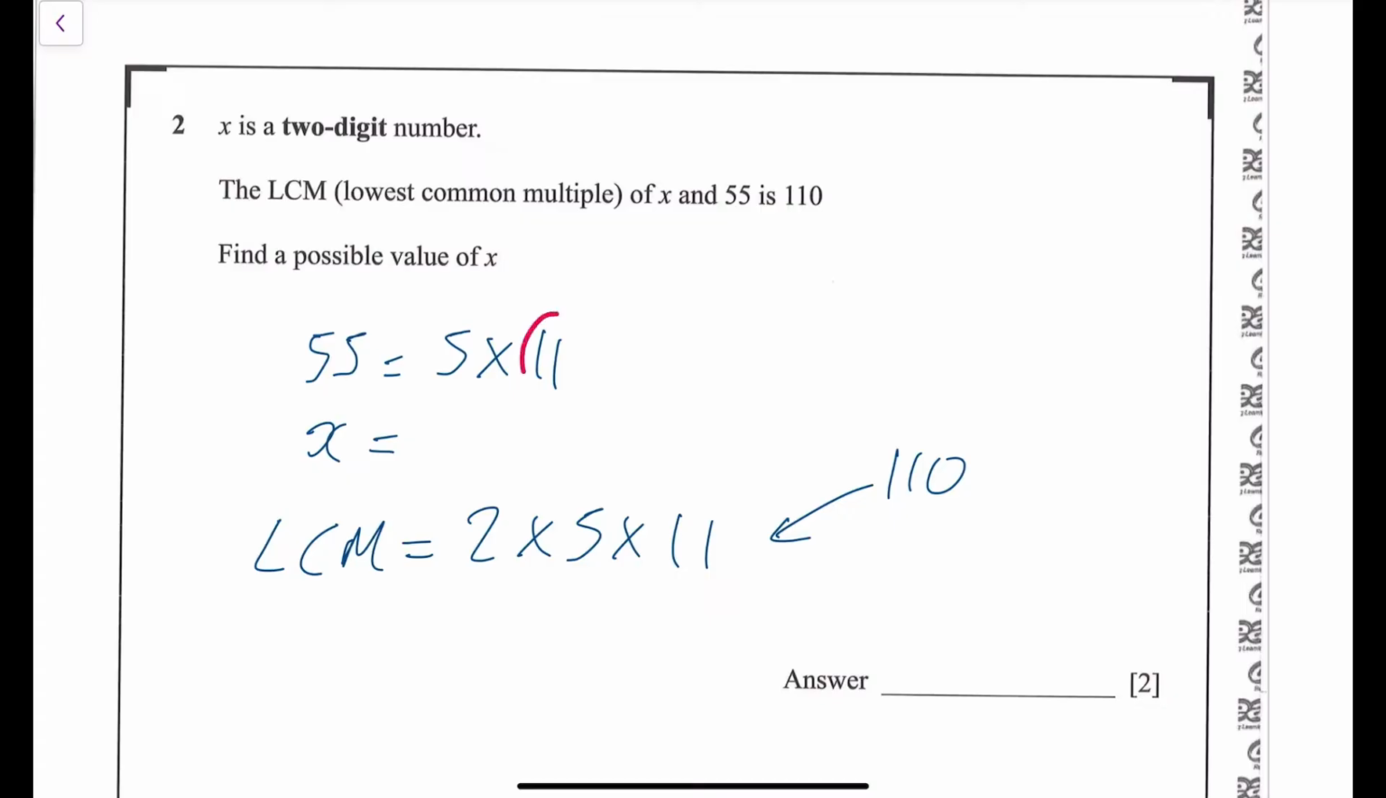So you've got to find a possible value of x, such that the lowest common multiple of x and 55 is 2 times 5 times 11. So that means you can't have a greater power than 1. You can't have more than one 11 in my x. You couldn't have more than one 5 in my x. But you also need to have a 2. So find a possible value of x. One possible value would just be 2 times 5, which would be 10.